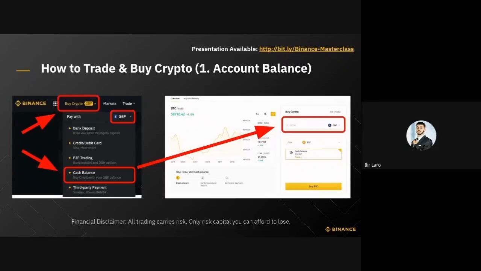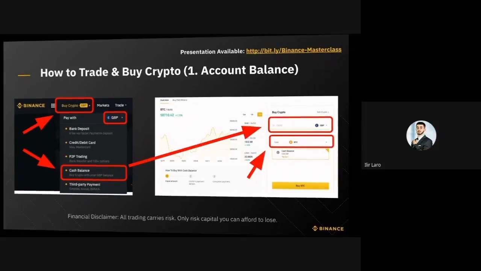You just essentially type in the amount that you have in your GBP. So if you have 100 GBP that you deposited, you can spend up to 100 GBP to buy crypto. And then you can choose the coin that you want to buy, and then you buy BTC. It's as simple as that.